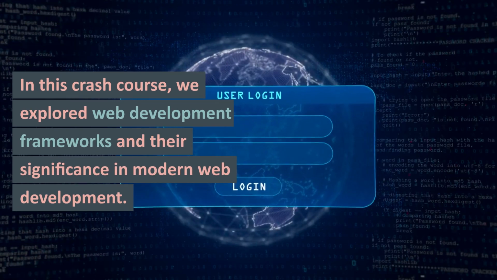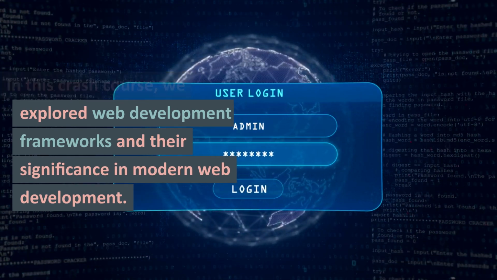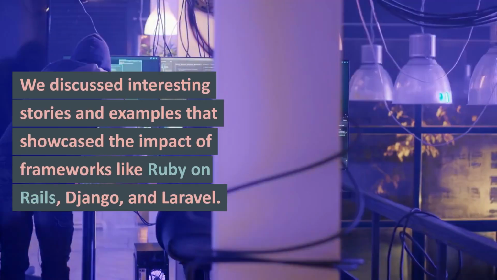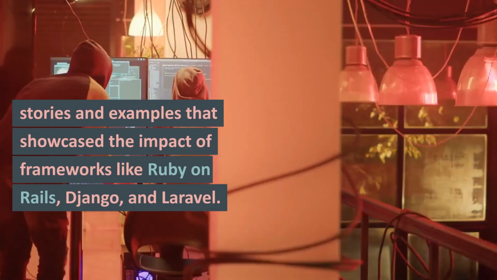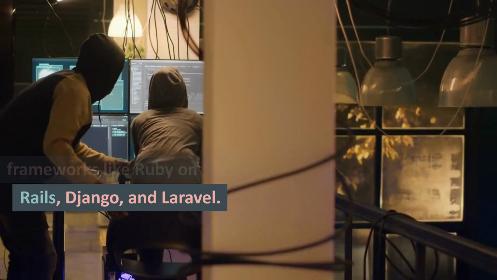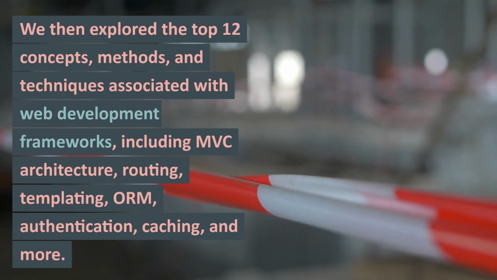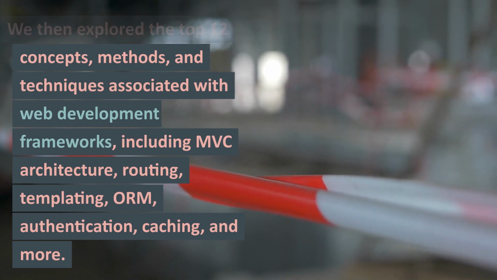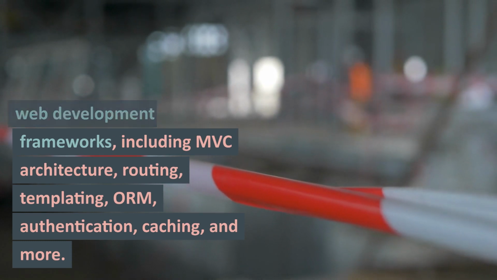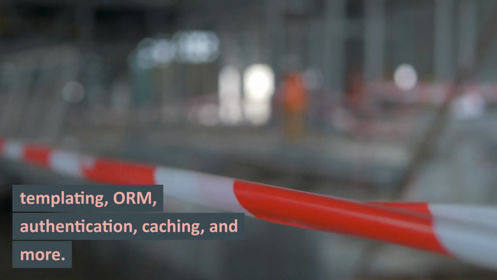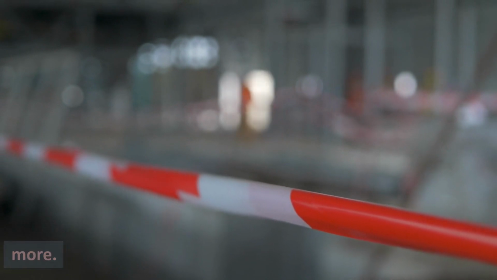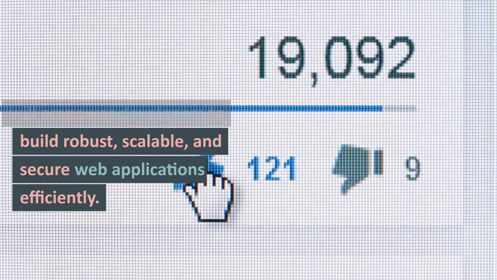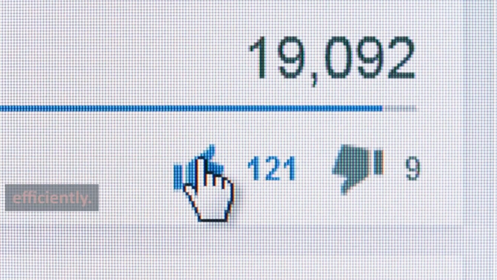Summary. In this crash course, we explored web development frameworks and their significance in modern web development. We discussed interesting stories and examples that showcase the impact of frameworks like Ruby on Rails, Django, and Laravel. We then explored the top 12 concepts, methods, and techniques associated with web development frameworks, including MVC architecture, routing, templating, ORM, authentication, caching, and more. Understanding these concepts will empower developers to build robust, scalable, and secure web applications efficiently.